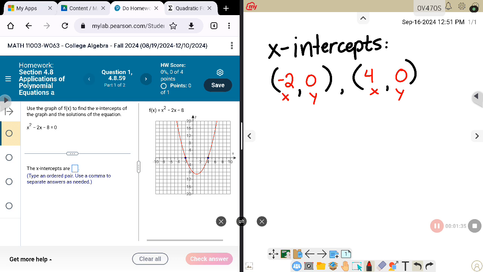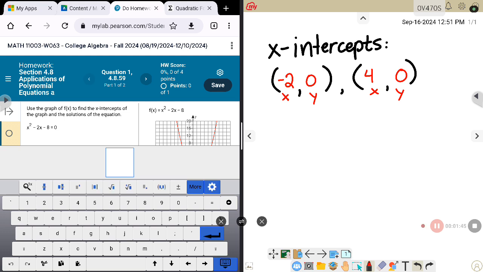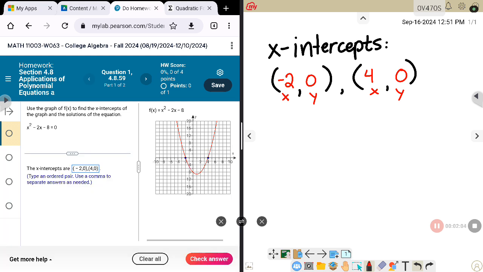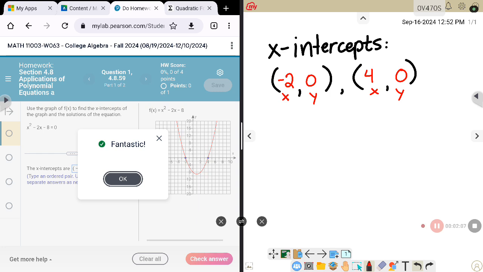Those are the x-intercepts of this graph. So when you type in your answer, make sure you type in the actual x and y coordinates. That first one was at -2, 0. Now make sure you put in the comma, and then the next one was at 4, 0. So those are the x-intercepts of that parabola.